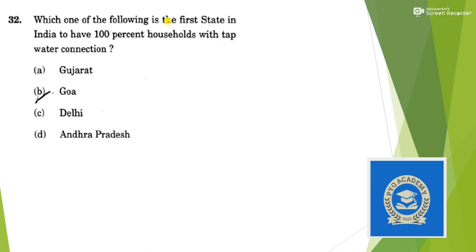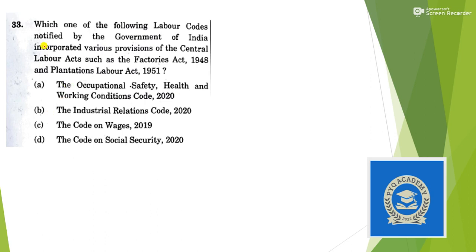Which one of the following is the first state in India to have 100% households with tap water connection? An easy question. The answer is option B, Goa. Next, which of the following labor codes has been notified by the Government of India? This was again in the news. The answer is option A.